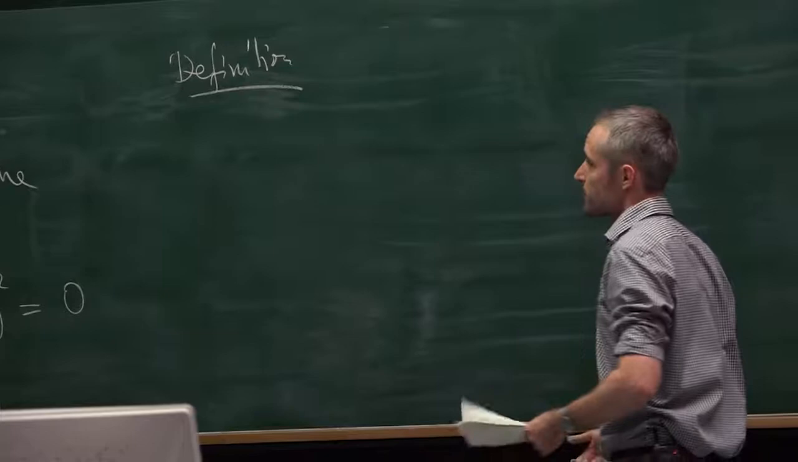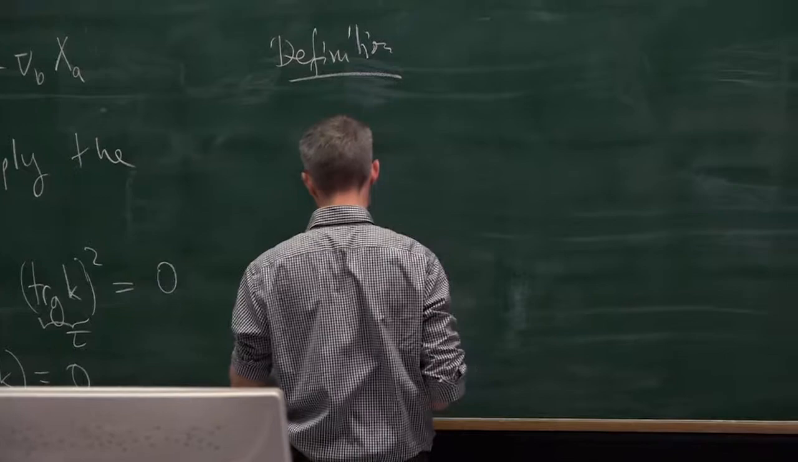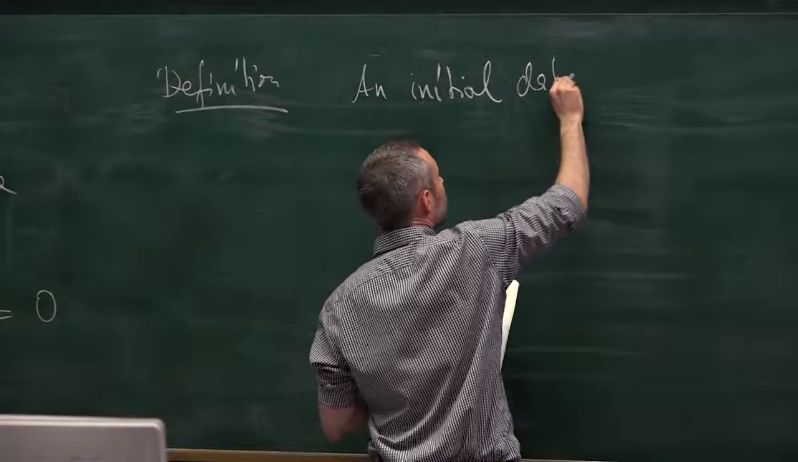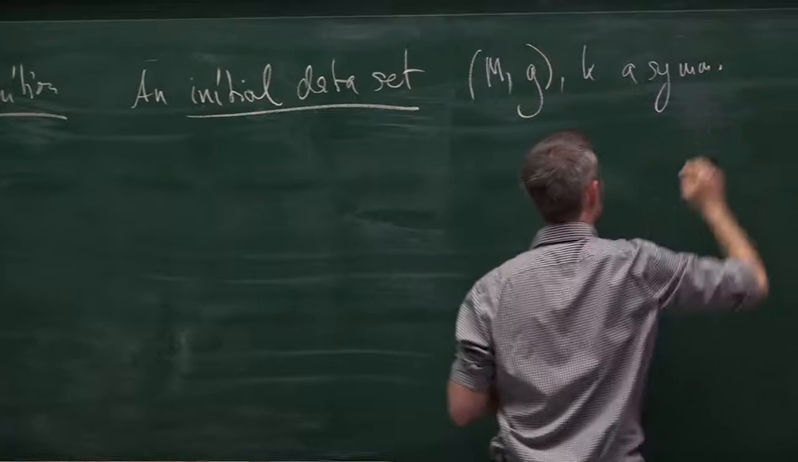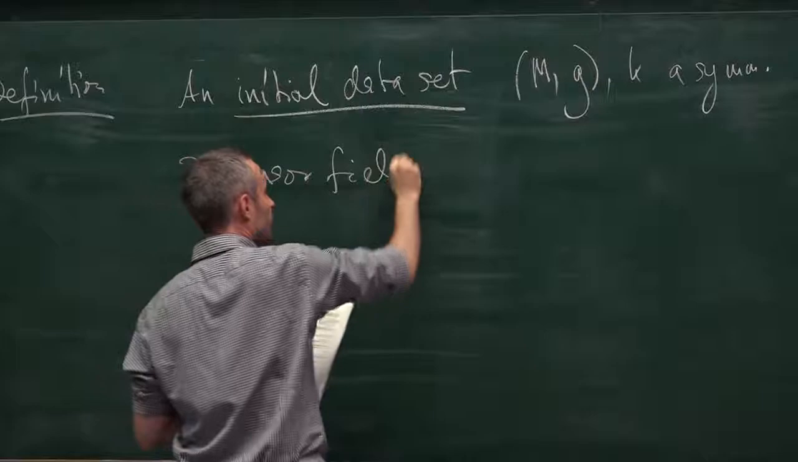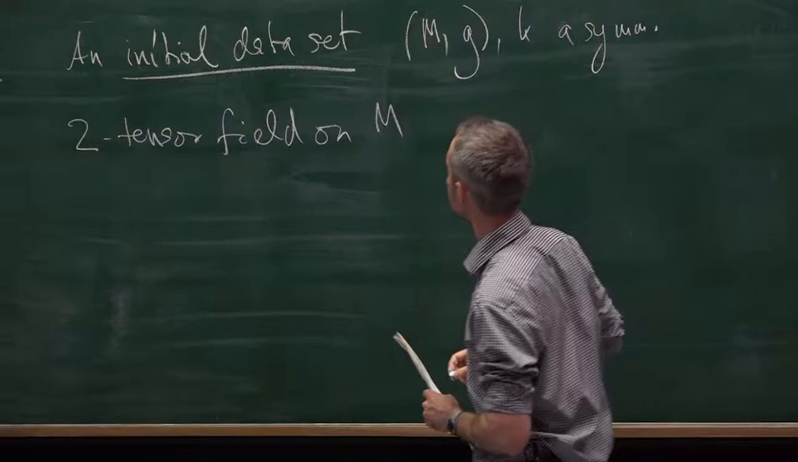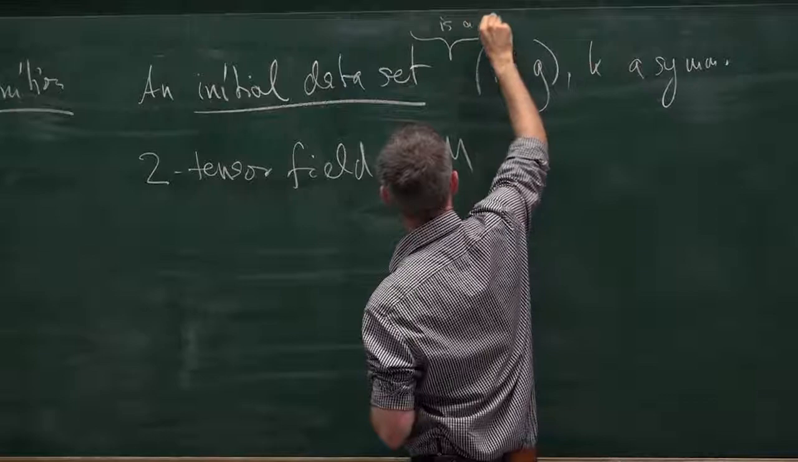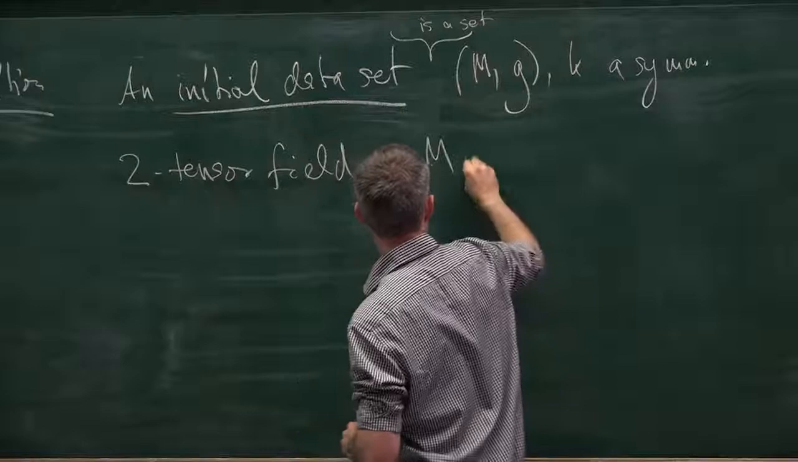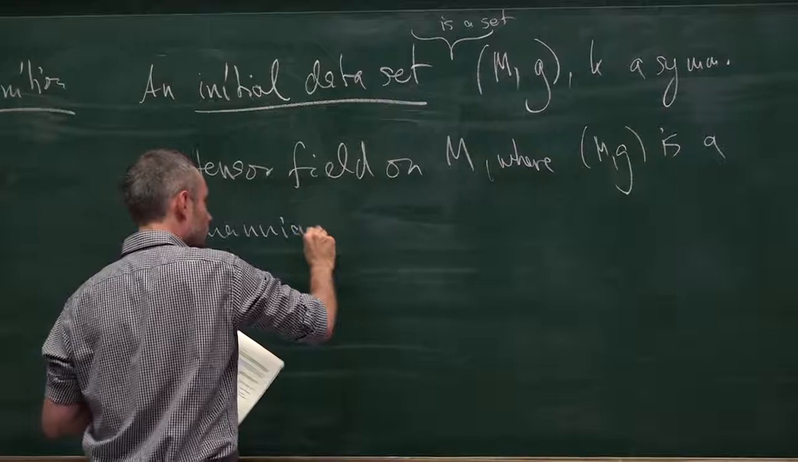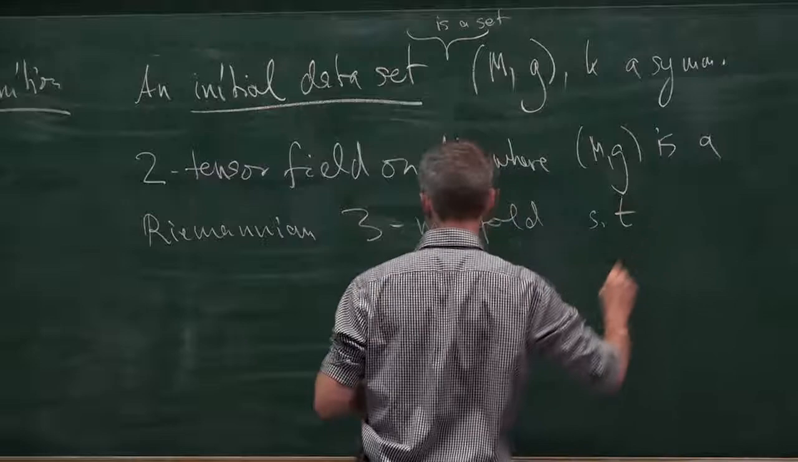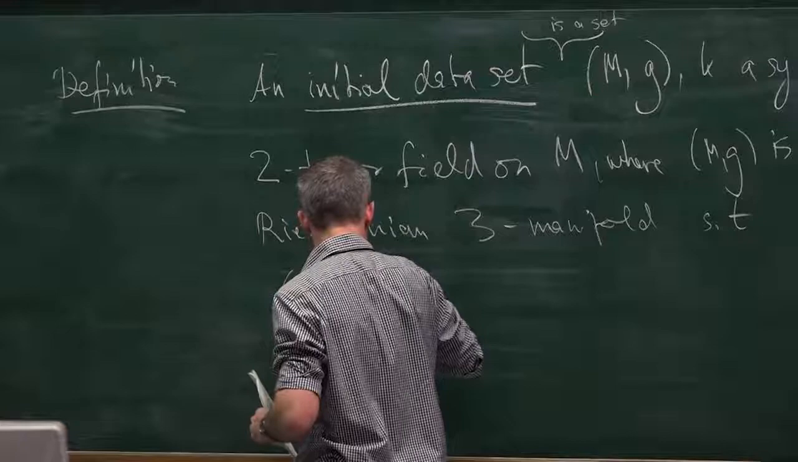Okay, so let's define an initial data set. It consists of a manifold M and k, a symmetric two tensor field on M. So we say it is a set M, g, k, where (M, g) is a Riemannian three manifold, such that the constraint equations hold.